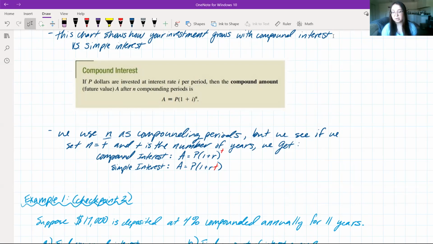We also use n as compounding periods, but if we set n equal to t, where t is the number of years, then our compound interest is just A equals P times (1 plus R) to the t power. I just rewrote I as R since that's what we know from simple interest. Our simple interest would just be A equals P times (1 plus R times t). If we make our i's r's, which is essentially the same thing, it's still just our interest rate, and if we set n equal to t, we see that these equations are fairly similar to each other.